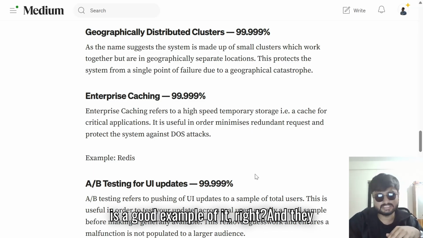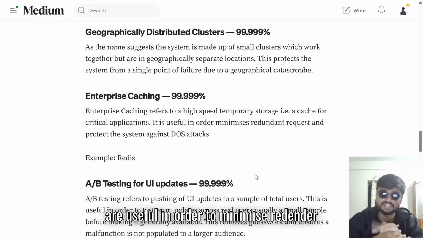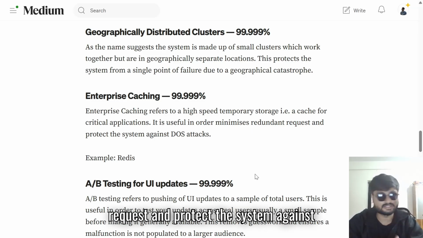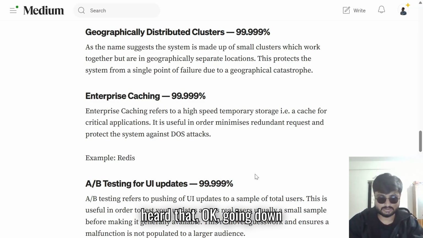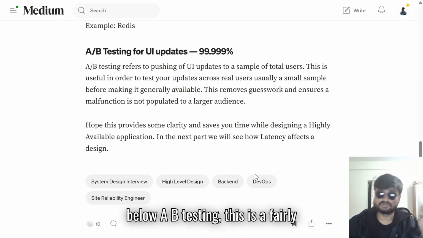Okay. So Redis is a good example of it, right? And they are useful in order to minimize redundant requests and protect the system against DOS attacks. But I guess you have already heard that. Okay. Going down below, A/B testing.